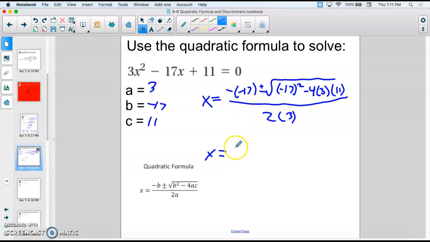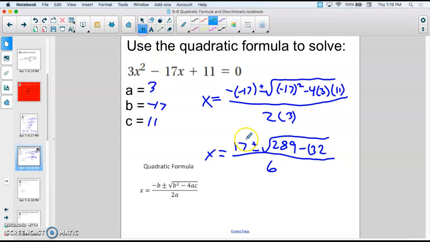Now we're going to simplify. So we have 17 plus or minus a square root. I'm going to deal with that in just a little bit. Let's move down to the bottom. 2 times 3 is 6. All right, now I have to deal with what's inside here. Negative 17 times negative 17 would get you 289 if you bring your calculator to the problem. All right. Now, negative 4 times 3 is negative 12. Times 11 gets you negative 132.